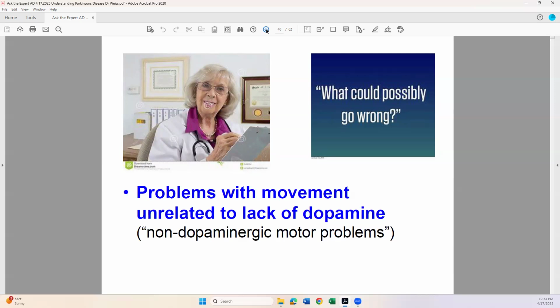Unfortunately, the lack of dopaminergic neurons in the brain, although it's what people seem to talk about all the time, is certainly not the only thing that's going on in the brain. Other systems in other areas besides dopaminergic areas might become affected, leading to what we call non-dopaminergic motor problems, or problems of movement that aren't related to the lack of dopamine and thus aren't helped by our deep brain stimulation or by our medications. Next slide.